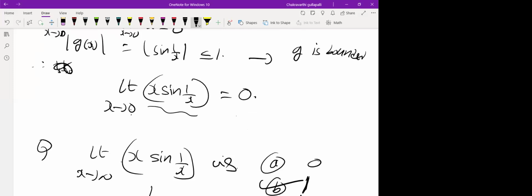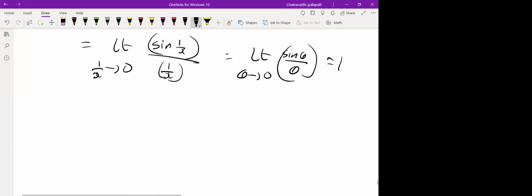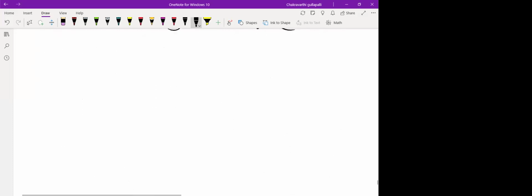Same function. If it is 0, it is 0. If it is infinity, the value is 1. Don't go for LHL or RHL concept. That is only when this is finite. Okay, so this is again another interesting question. We are going to often apply these results.